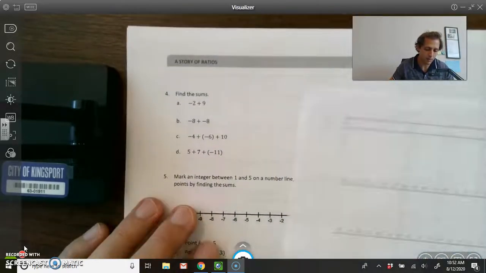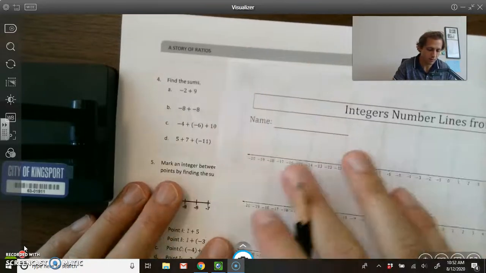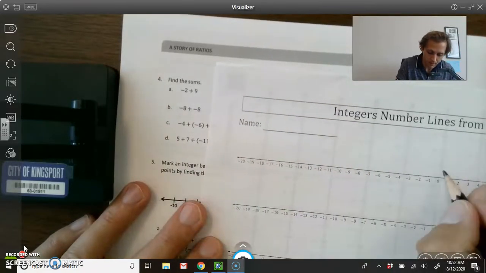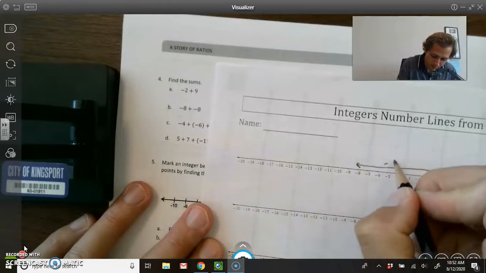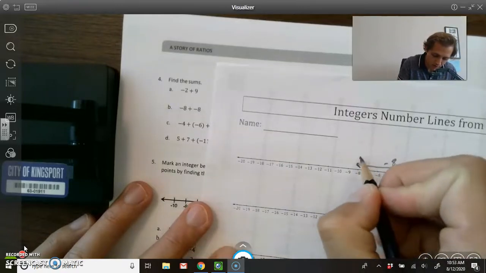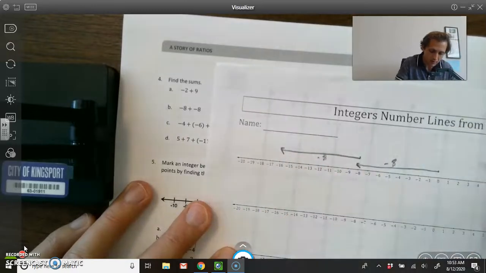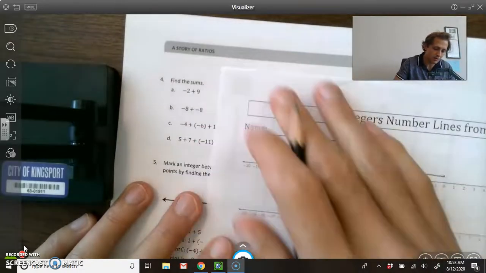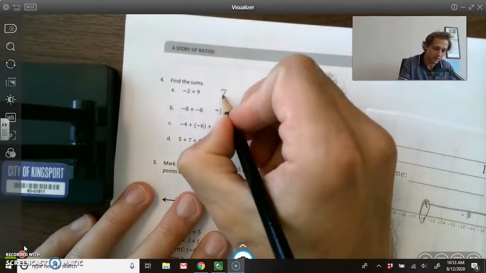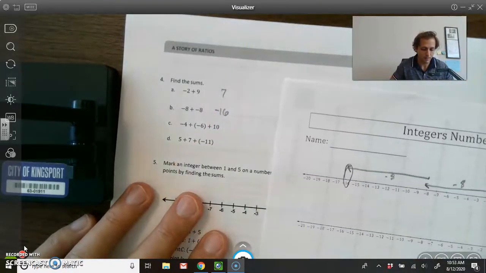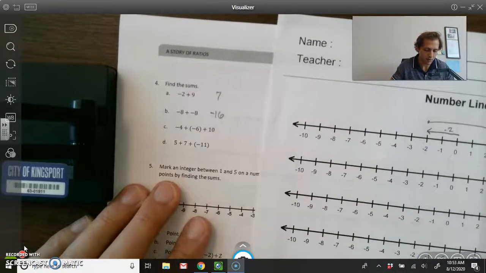I will need to complete B on the back side because this one is going to go above 10 or -10. I'm going to go 8 to the left. That's -8. And then I'm going to go another 8 to the left. And that is -16 is my sum here. -16 and 7. Okay. Go back to these number lines.